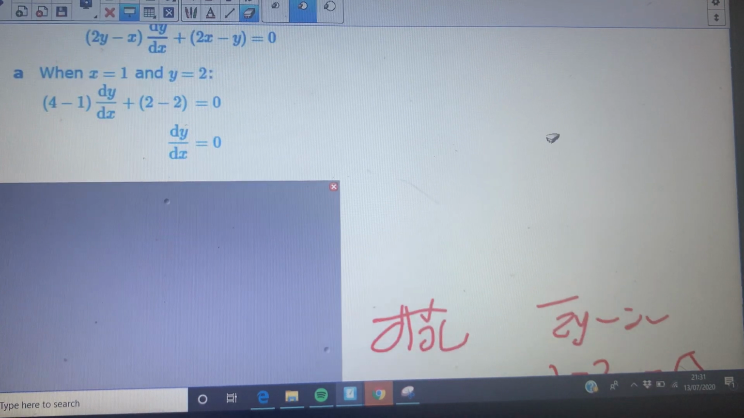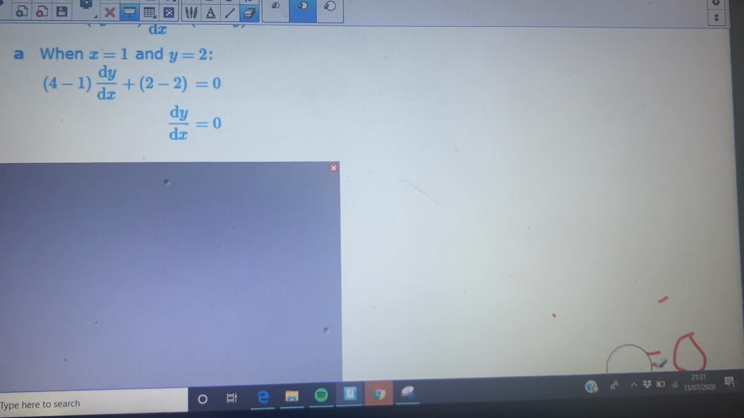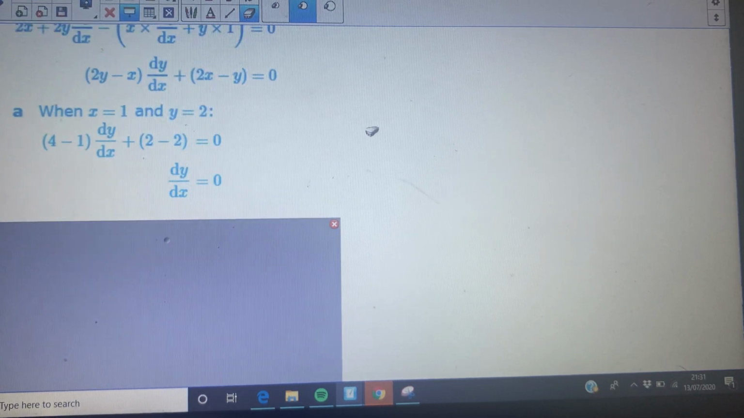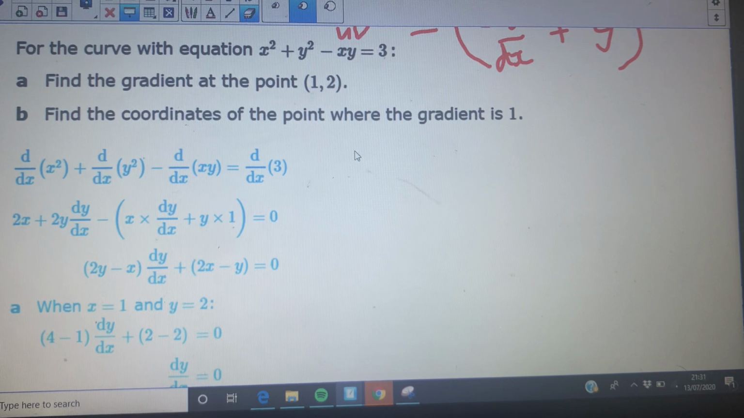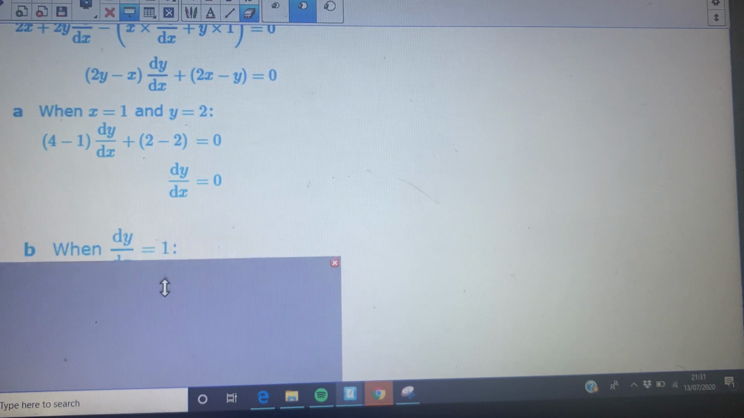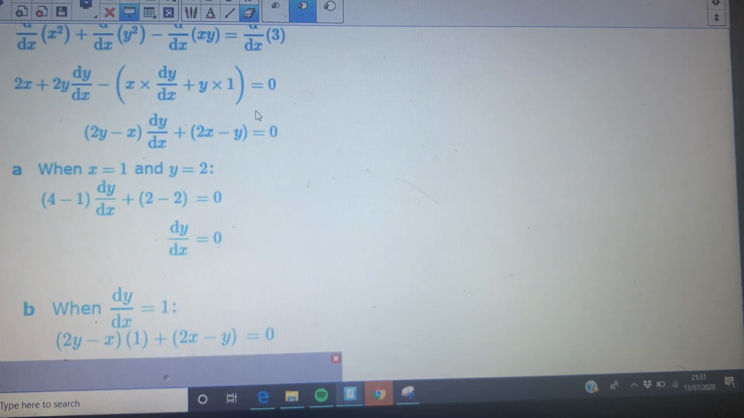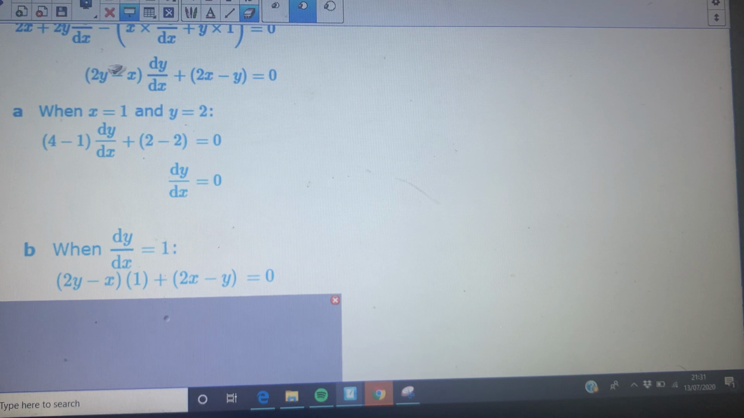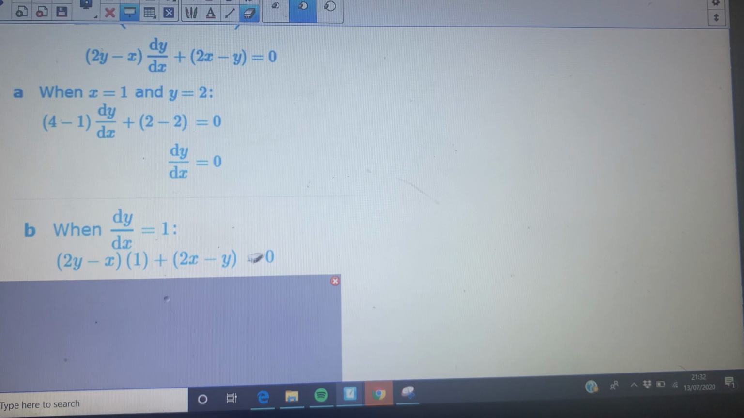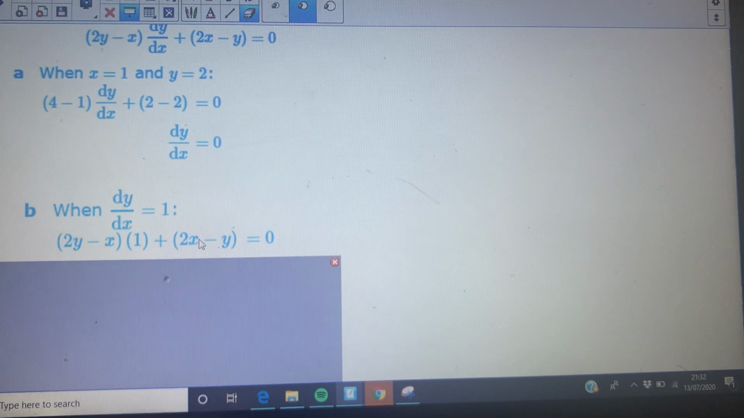It didn't actually ask you in that bit to find dy/dx. I just kind of like doing it. And part B, find the coordinates of the point when the gradient is 1. So let's have a look. When dy/dx is 1, let's take any of the forms that we have with dy/dx. If we use the one that they've got here, all you do is you replace your dy/dx with 1. So you end up with this expression.